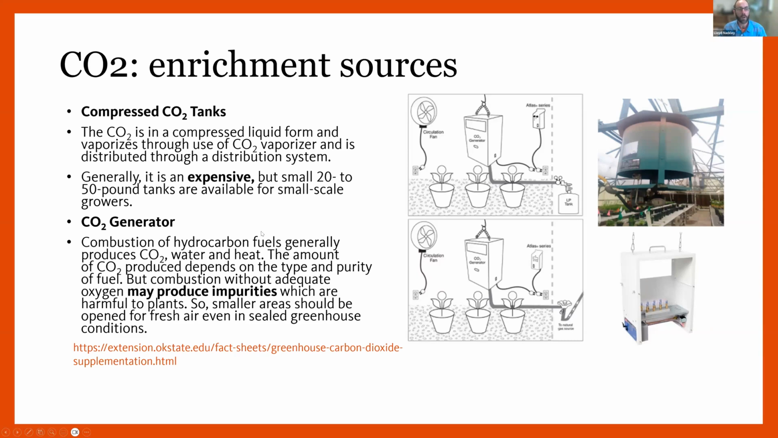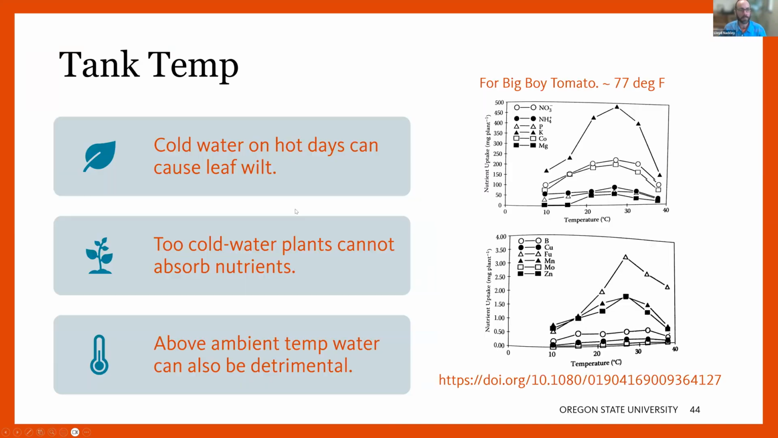The other one that's cheaper is if you get some sort of hydrocarbon. So you are then burning some sort of gas, and it is releasing CO2, and that can create impurities, but it's a lot cheaper. So these are CO2 burners, so they're burning a gas and CO2 is being released. CO2 is really important in your greenhouse to nutrient uptake.